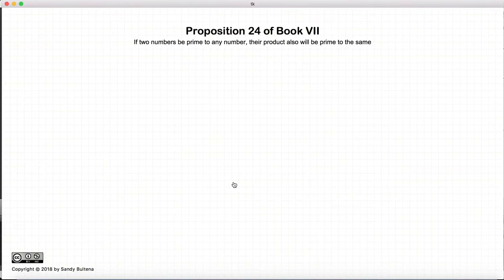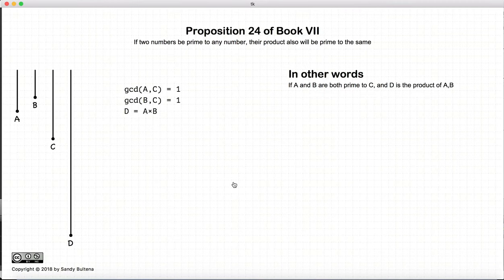This video presentation is going to be on Proposition 24 of Book 7. Now, in this proposition, it states that if we have two numbers, A and B, where A and B are both relatively prime to the number C, and if we take a fourth number D, which is equal to A times B, then C and D will also be relatively prime.